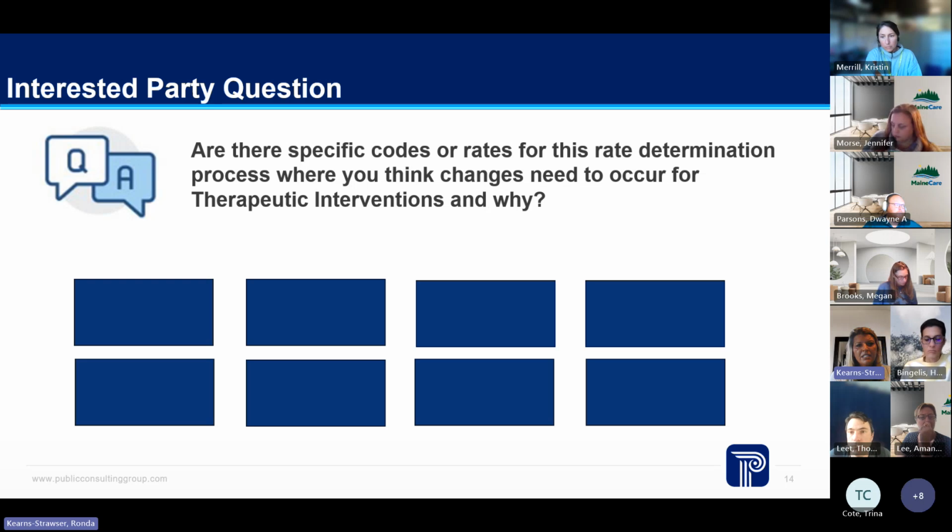So the next question: are there specific codes or rates for this rate determination process where you think changes need to occur for therapeutic interventions, and why? We did kind of briefly touch on that a little bit ago, more in a general sense. But if there are specific codes that you would like to bring up, Tammy, Trina, or anybody else on the call, I know we've already brought up the G007 with the behavioral consult, but if there are other specific codes like that, with physical therapy or speech therapy or occupational therapy, where you are seeing some of those gaps, or if you have other challenges you're facing, please let us know, and I'll put the codes back up on the screen again.